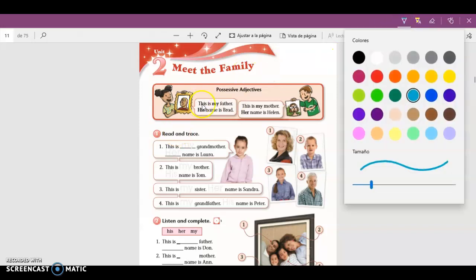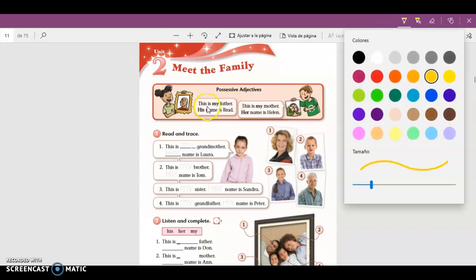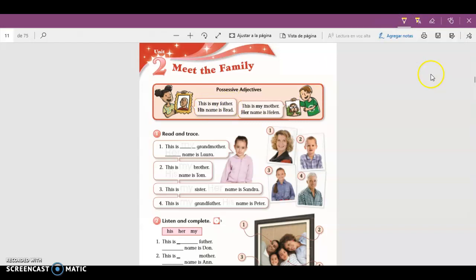So, this is my father. Look at the father. The girl is talking about her father, and she said, "This is my father. His name is Brad."